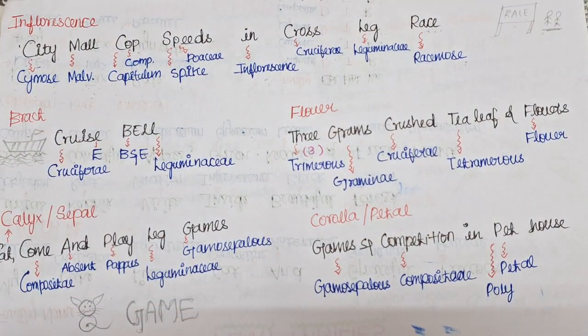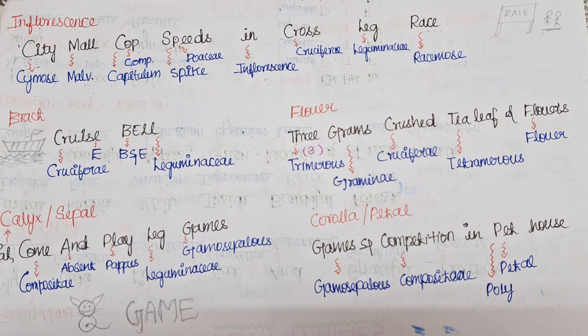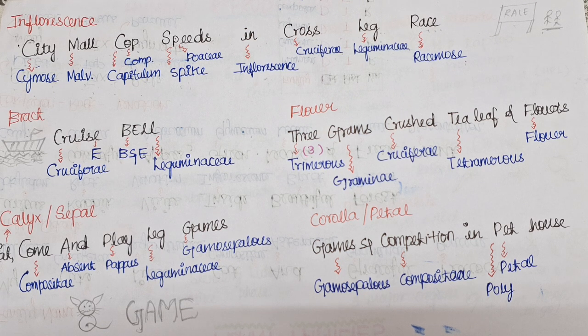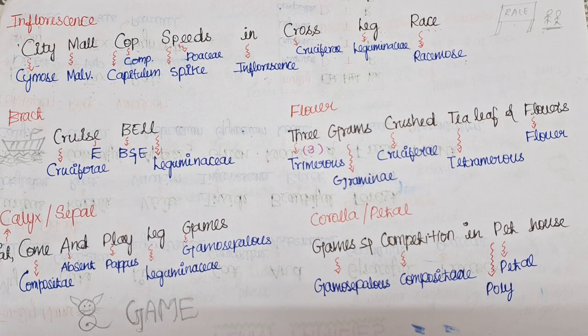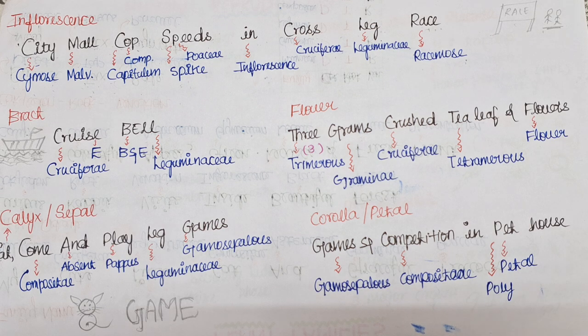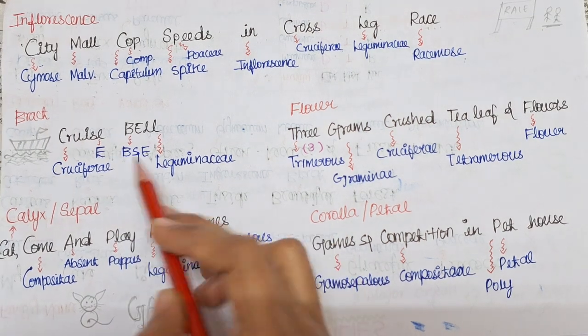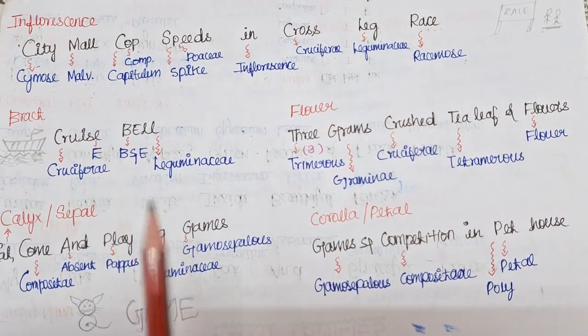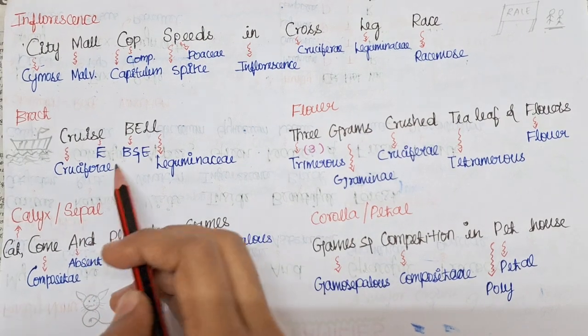For the bract one, it is really easy. There are a few plants which are with bract and a few which are without bract, which we will call ebracteate. And there are a few with bract and ebract as well; it will show both bract and ebract. So now let's see the trick.